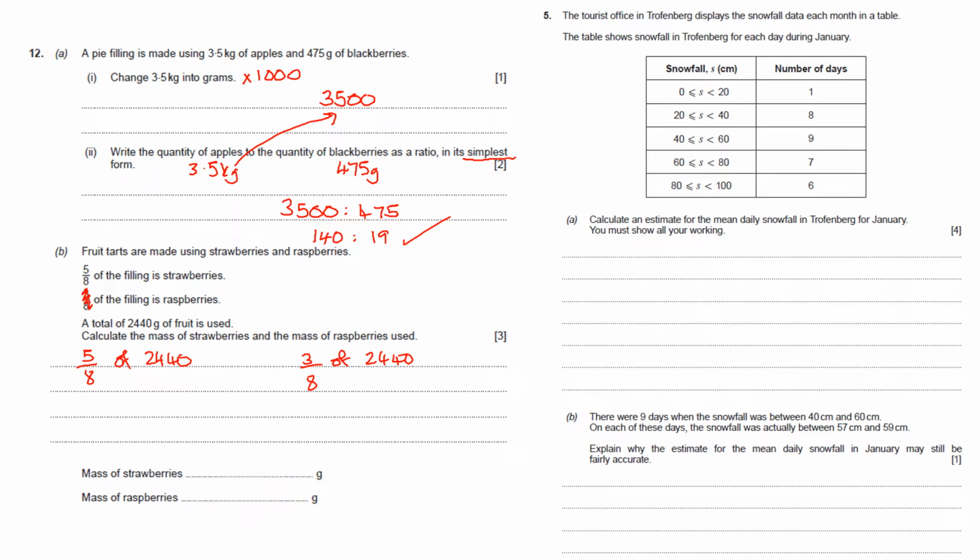Okay. How do I work it out though? I take the number 2,440. I divide by the bottom and times by the top. And the same here. Divide by the bottom and times by the top. Okay, I'm just going to do one of them. Divide by 8 times by 5 equals 1,525. And I can either work that one out as I've done it there, or just take that number away from the 2,440, which is what I'm going to do. And it tells me that this one is 915.